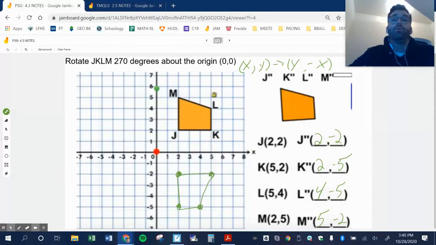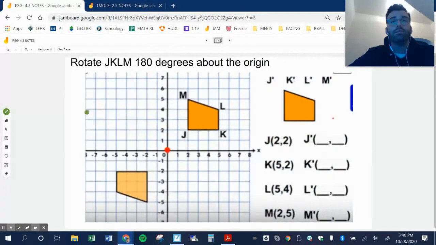So I would recommend understanding how to use these little shortcuts here. By shortcuts, I mean rules for the rotations.